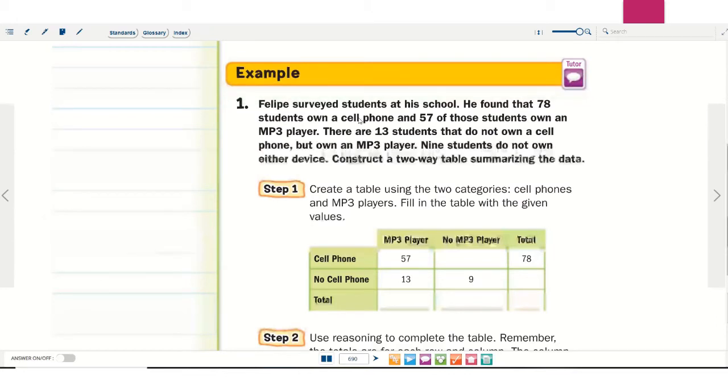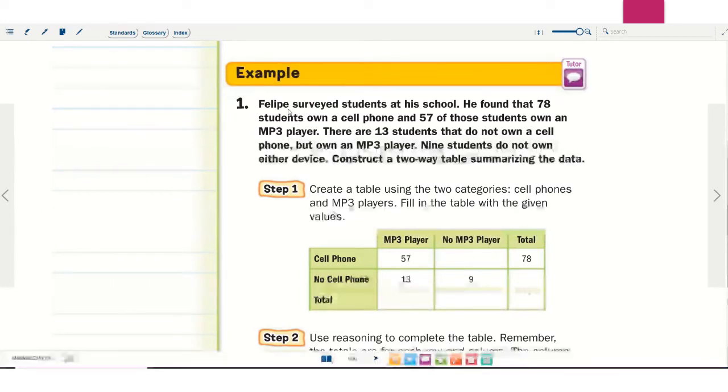He's looking at information of students either having cell phones or no cell phones, and then students that have MP3 players or no MP3 players. From there, we're going to take the information that they have given us and try to fill it into our two-way table, and then we can use our math skills or our computation skills to figure out the rest.